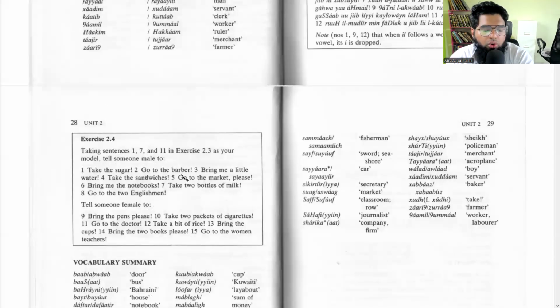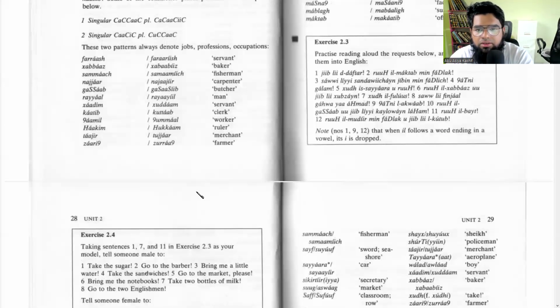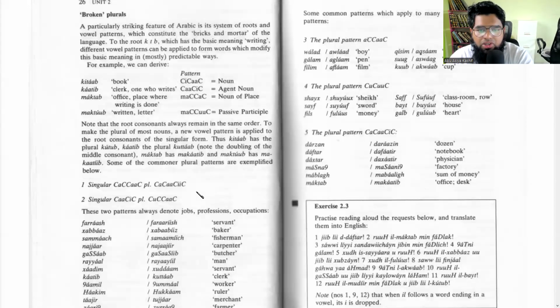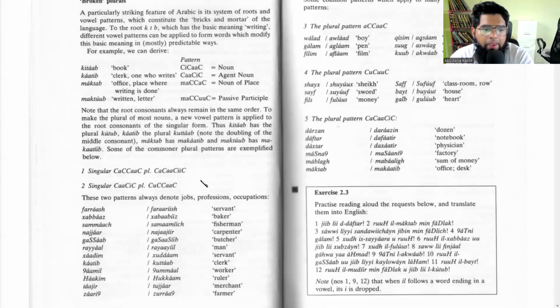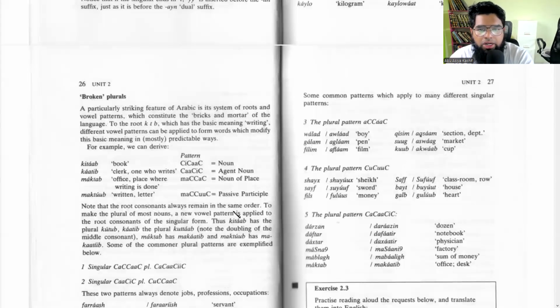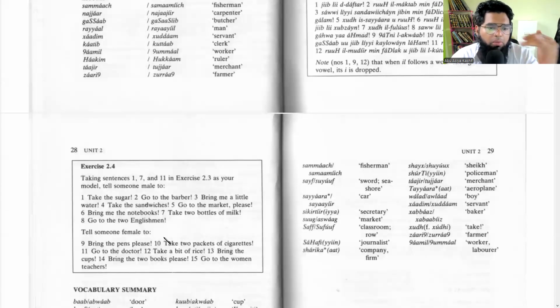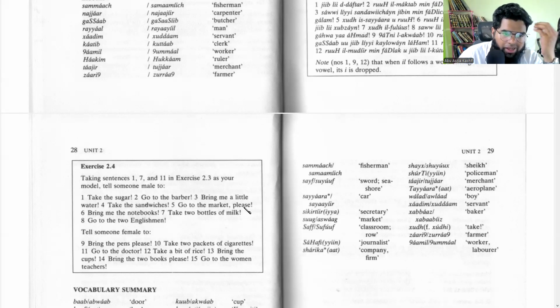Now take the sandwich. What was the plural of sandwich? Sandwichat. Yes. You keep forgetting like this, so you should go back and refer. Go to the market. Suq. Min fadlak, bring me the notebooks.